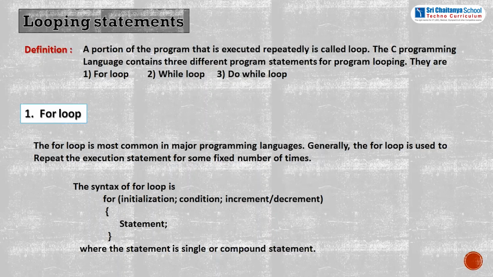Now moving on to your looping statements. What is a looping statement? So far we have seen examples of the continue and the break statements. Now let's understand the looping statement. A portion of the program that is executed repeatedly is called a loop. The C programming language contains 3 different program statements for program looping.